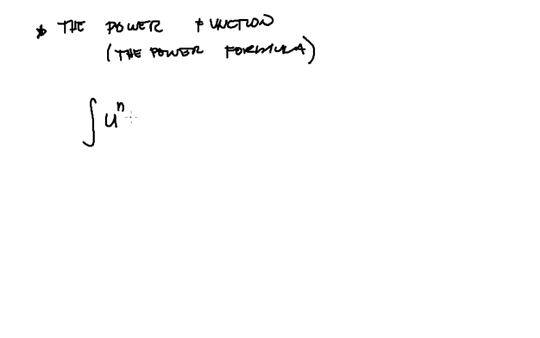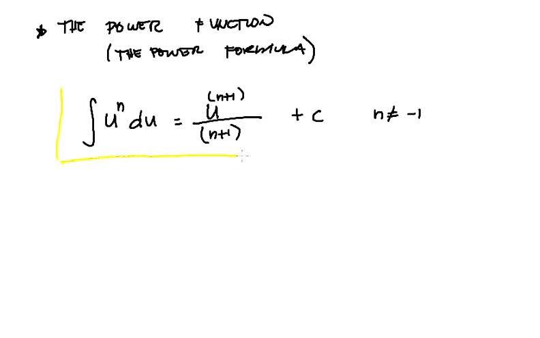is obtained by adding 1 to the exponent and then dividing u by its new exponent, which is n plus 1, then plus c. Here we must note that our n is not equal to -1. So this is only applicable if our n is not equal to -1. So this is our power formula for power function.